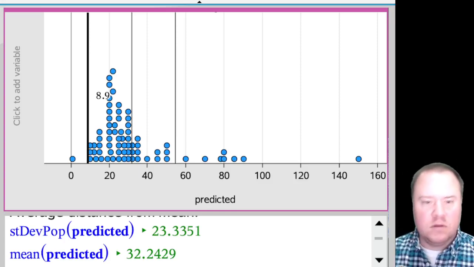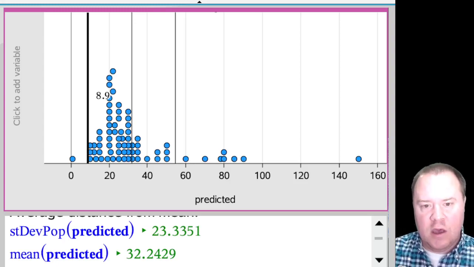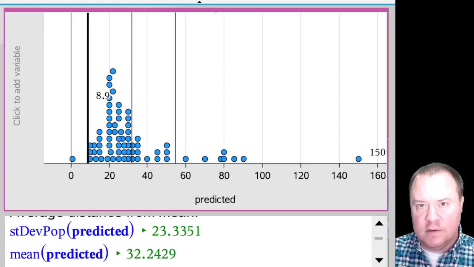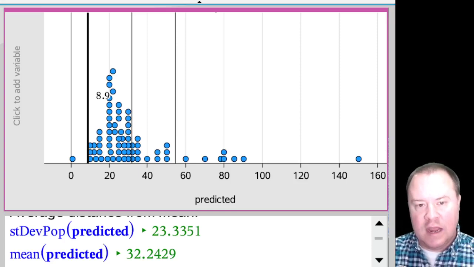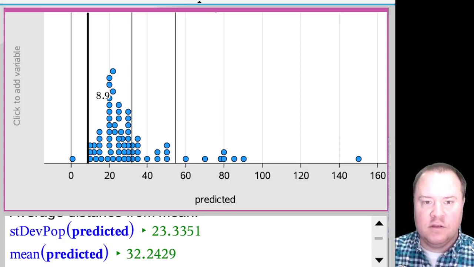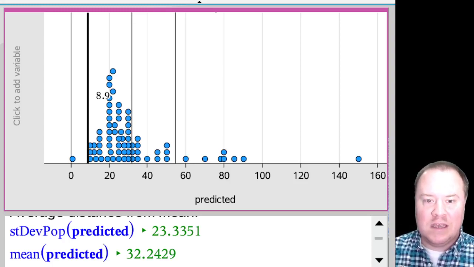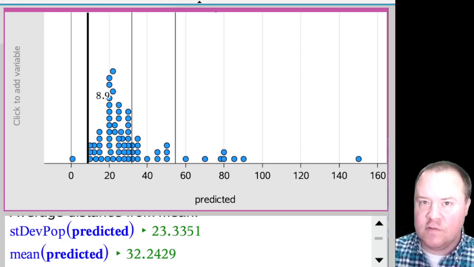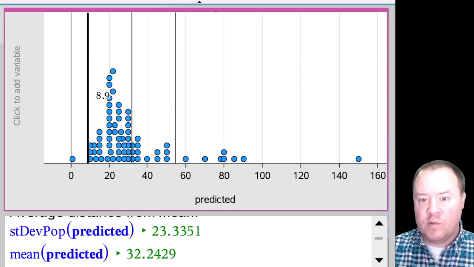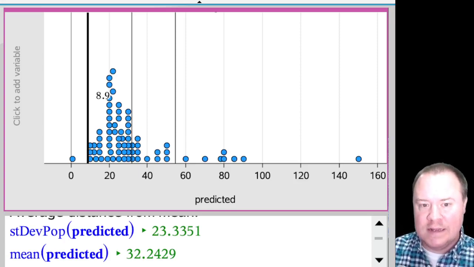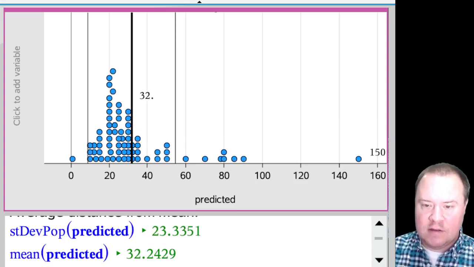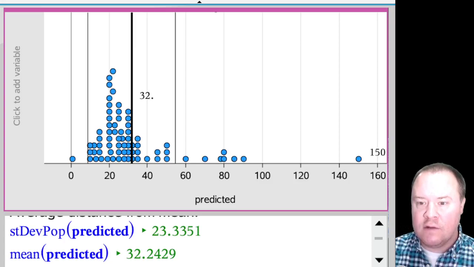Well, how many of those away is 150? If that's the standard deviation, the standard difference that things are away from the mean, or the average distance from the mean, how many of those do we have to go away from the mean, which is this line right here, to get to this 150?